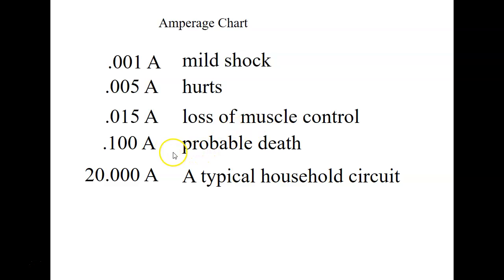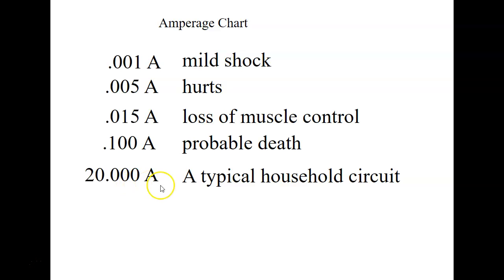A tenth of an amp is likely death, assuming that current's in the right location, and that right location would be around your heart. And a typical household circuit is way above all of these. 15 amps or 20 amps is the typical household circuit breaker. They trip if the current goes above that.